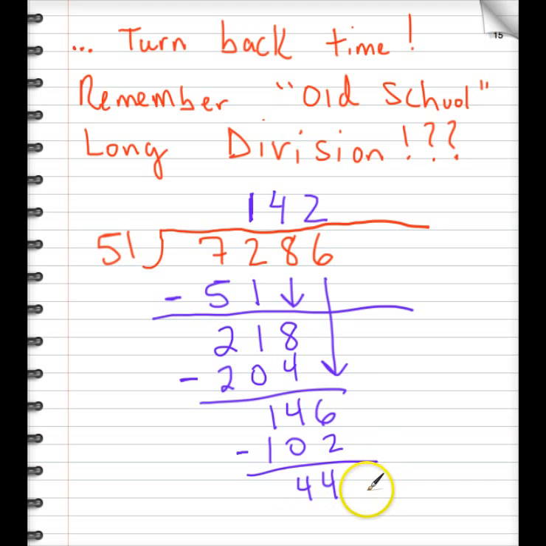That's a remainder. Keeping in mind, you can express a remainder as a fraction over the divisor. So it's 44 over 51. So the answer here is 7,286 divided by 51. The answer, the quotient, is 142 and 44/51. That's old school division with a remainder, which can be expressed as a fraction.